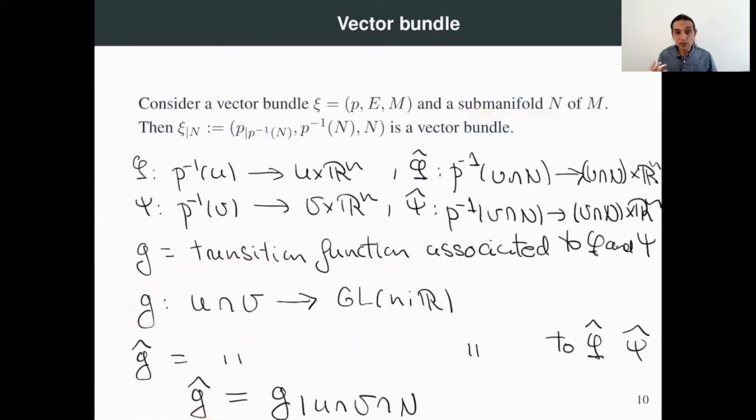And so in this way, we get a natural structure of vector bundle that, of course, is going to be of the same dimension because the fibers are still vector spaces of dimension n, right? So we can consider, in some sense, the restriction of a vector bundle, sorry, to a submanifold of the base.